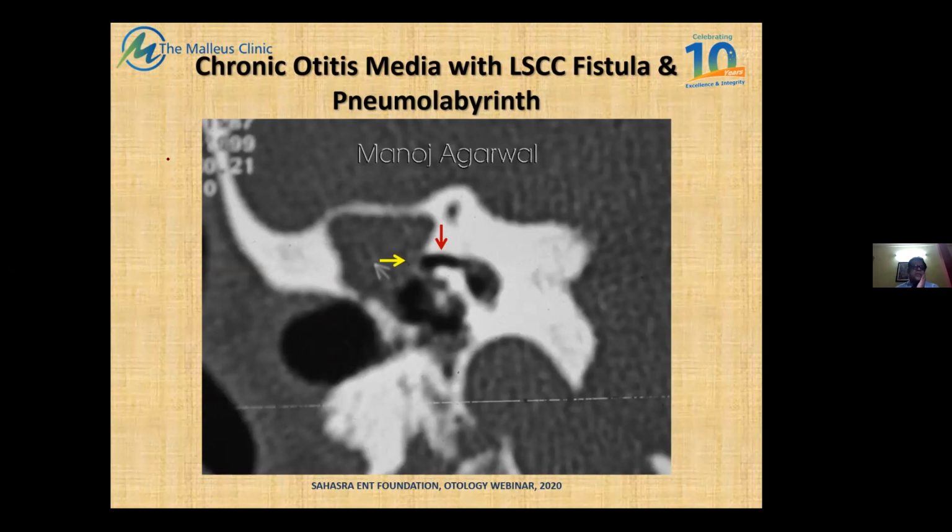You see, the gap between the bony and the membranous labyrinth is very, very minimal. So it will be very difficult for air to enter between the two layers. But if the, I'll draw it the other way around. So yeah.